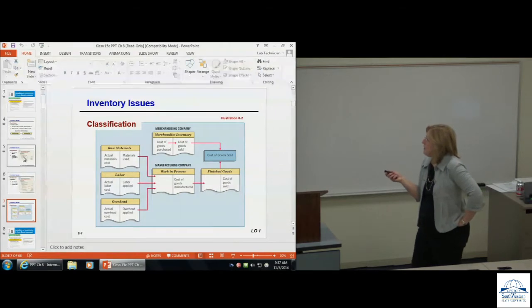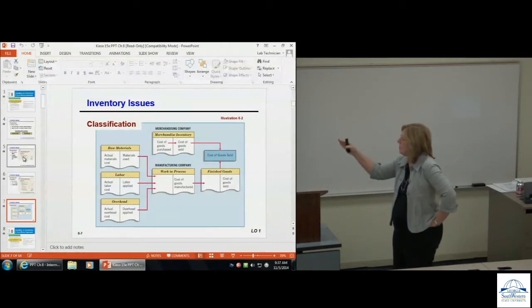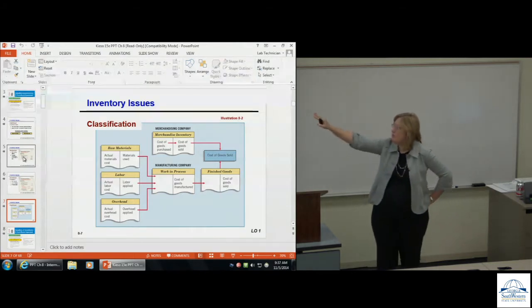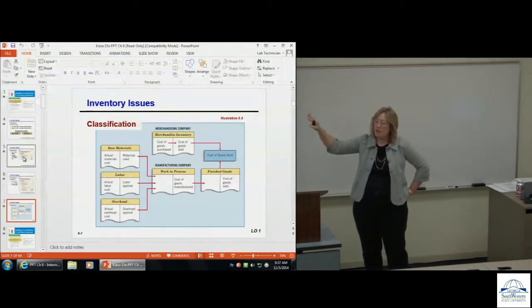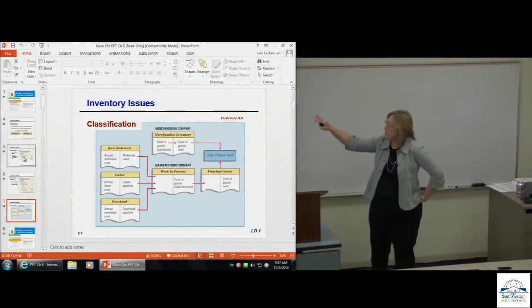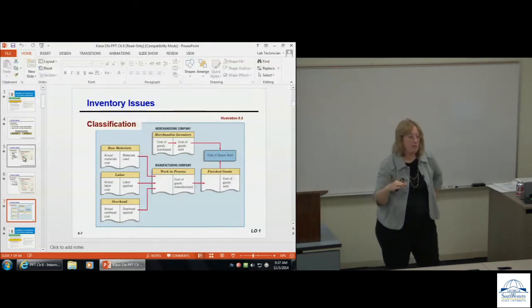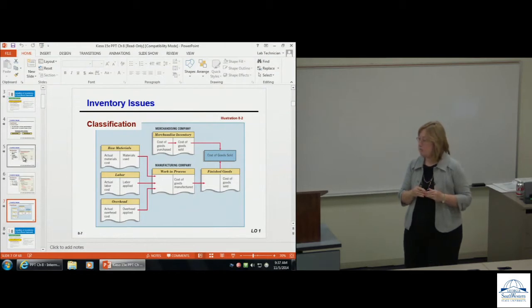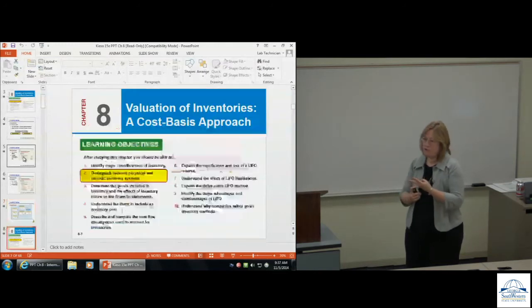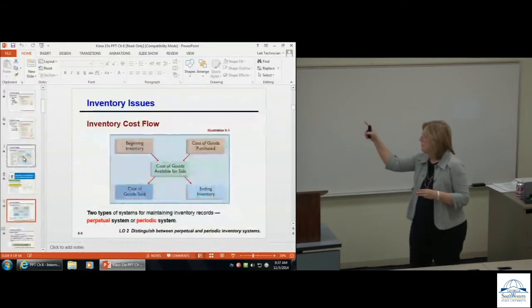All right, so this is just showing that same thing over again, that we have raw materials, work in process, and finished goods. See those three kinds of accounts. Now, the raw materials is also combined with labor and overhead sometimes. So it's raw materials, direct labor, and manufacturing overhead combined and put in work in process. Okay?